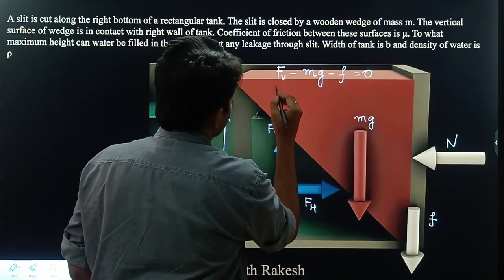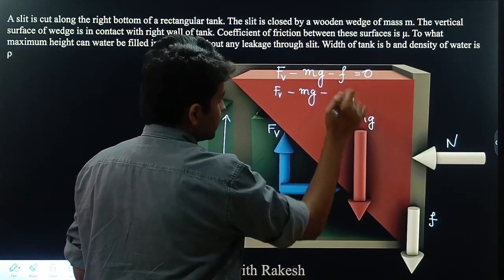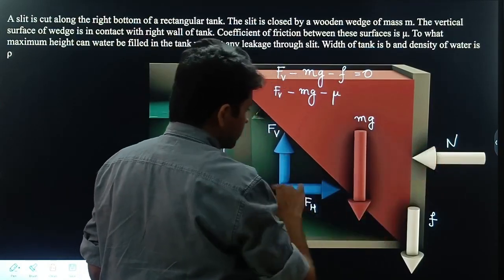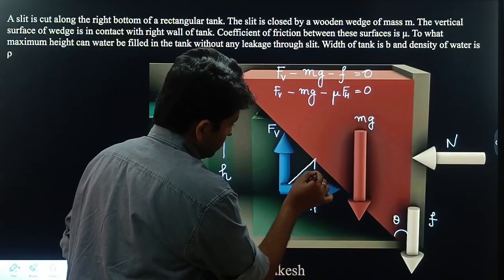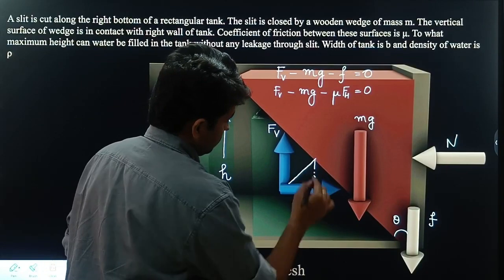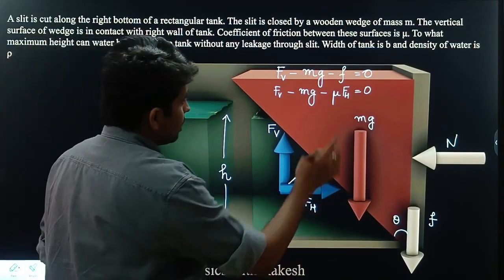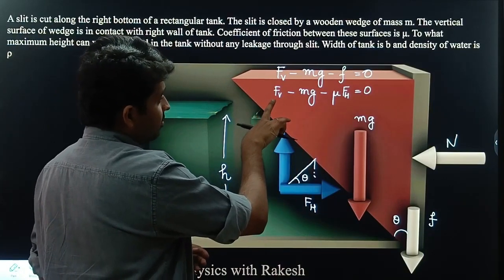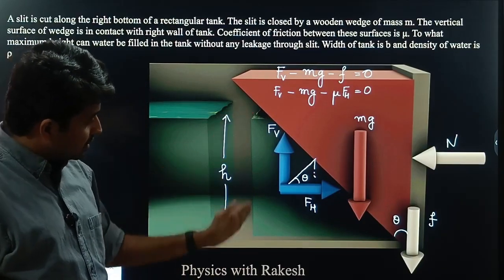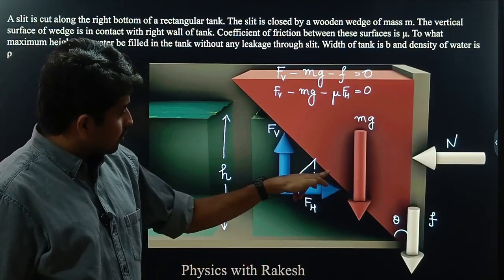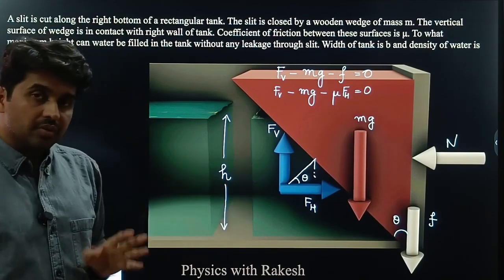So I can write this as Fv minus mg minus mu into normal, which is nothing but Fh, equal to 0. This angle will be theta. Now which is easier to calculate? Tell me, F vertical or F horizontal? The horizontal force applied by this on the prism is the same as the horizontal force applied by this whole thing on this.